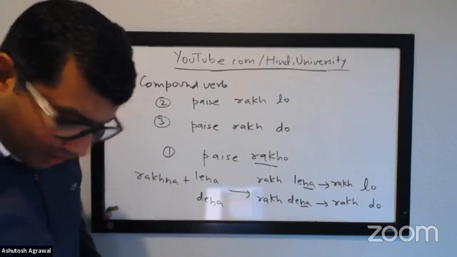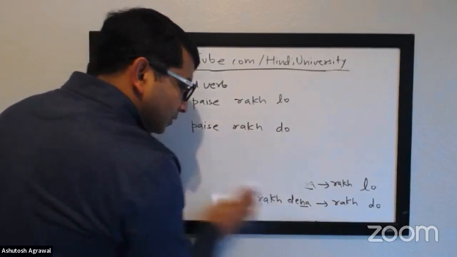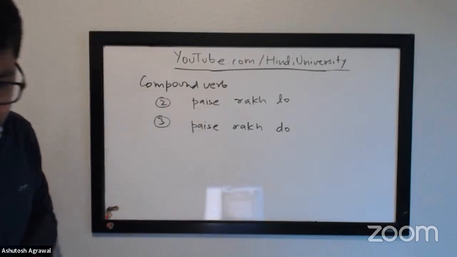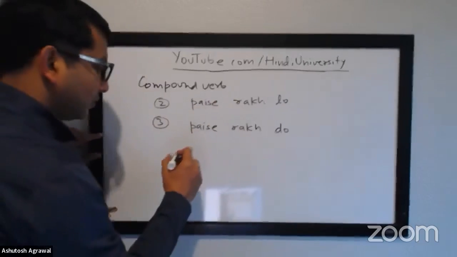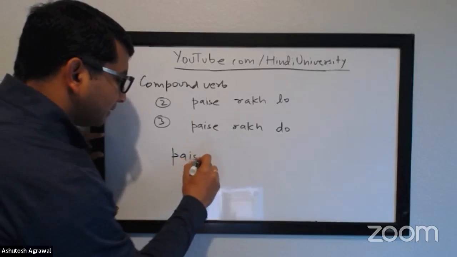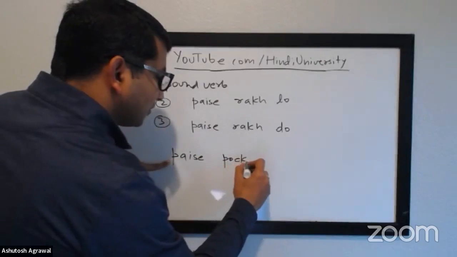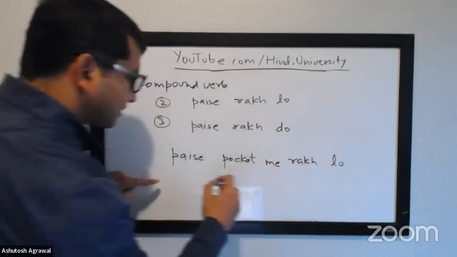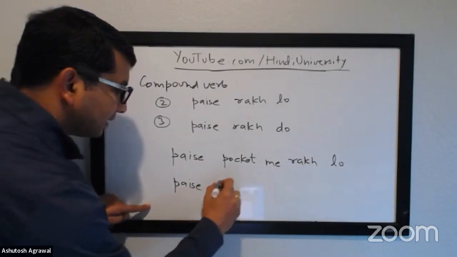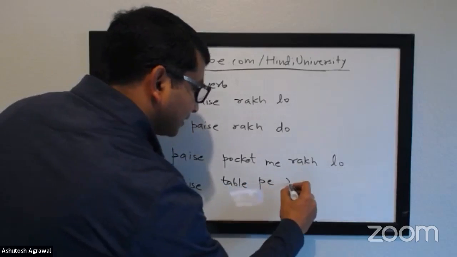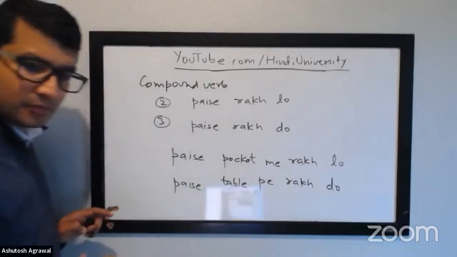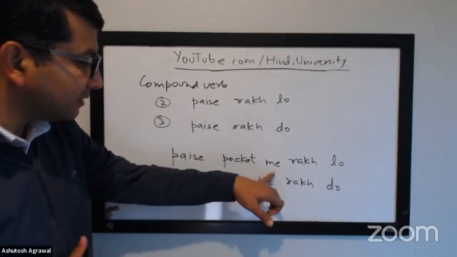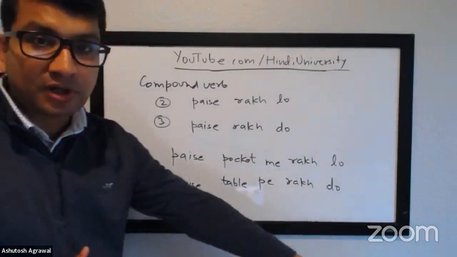Everyone with me? So now I'm gonna erase this one and these two also. I'm gonna add some nouns to both of them. Imagine in the first example, paise pocket, which is your pocket that you have in a pant or shirt. पैसे पॉकेट में रख लो versus the second one, पैसे टेबल पे रख दो. Hopefully you guys are still okay from where we started to here. पैसे पॉकेट में रख लो, पैसे टेबल पर रख दो.